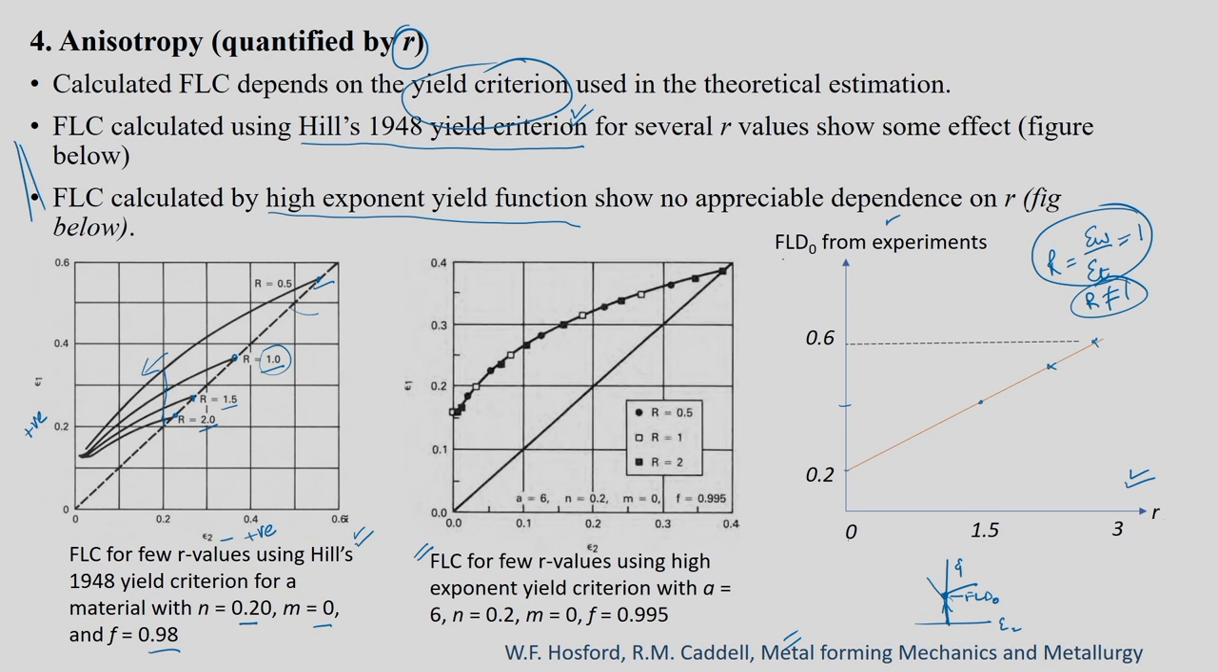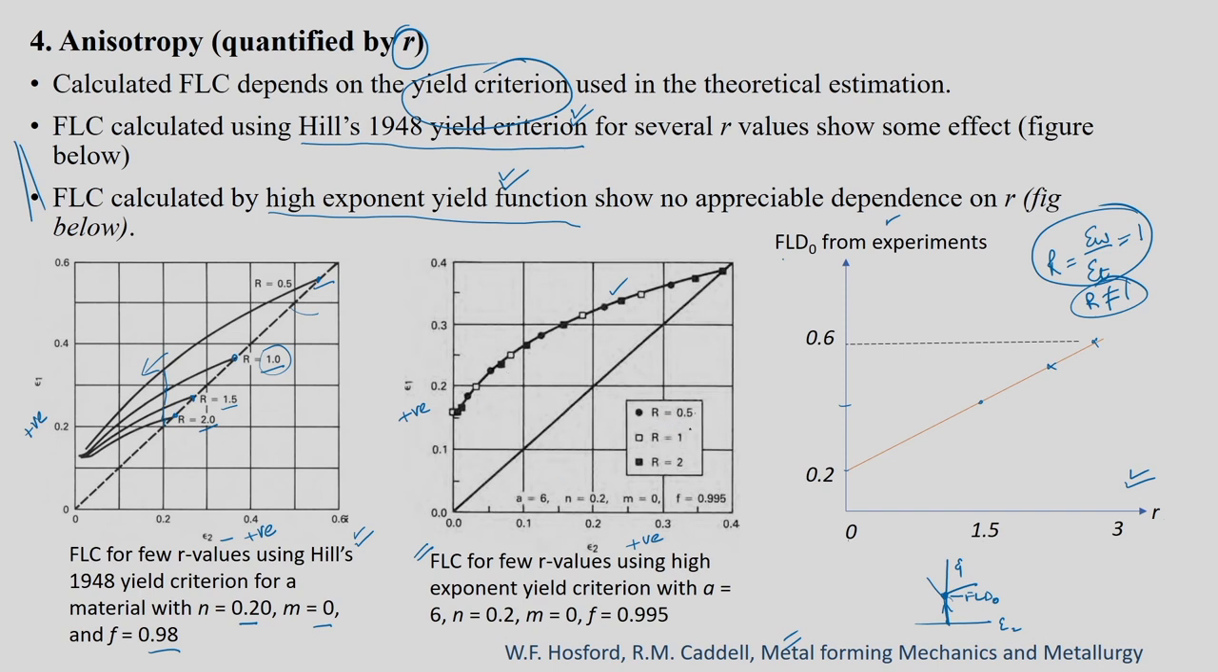Suppose now you change the yield function to a higher exponent yield function, which we will see later. Then the effect of R value is something like this given here. Again, this is also positive minor strain and of course positive major strain, you will see that. So, R value has no effect. It is going to reach the same forming limit curve for different R values.